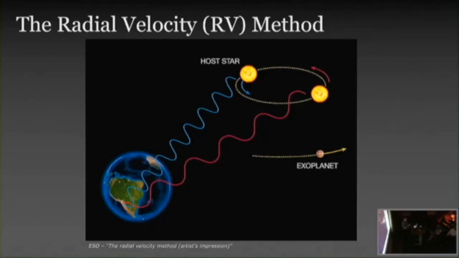As the star wobbles towards us, the light is blue shifted. And as it wobbles away, it's red shifted. And because planet orbits shouldn't drastically change over time, we can track this shift back and forth over time and extract a radial velocity of the star. That's just the line of sight velocity of the star as it wobbles back and forth.